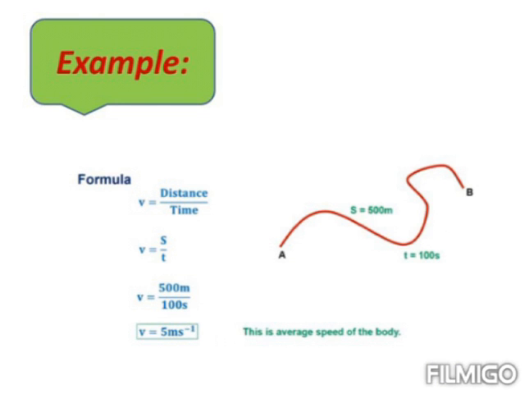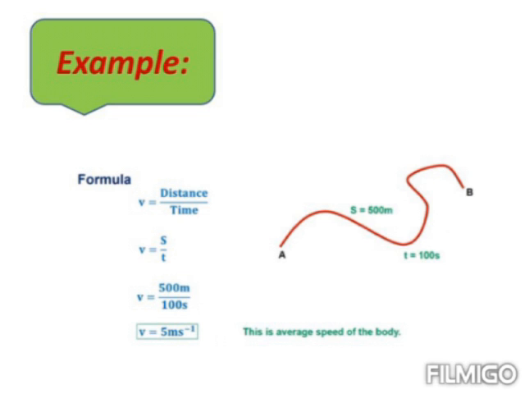Okay students, here is a numerical example to find the speed. There are two points, point A and point B, and an object moves from point A to point B and covers a distance equal to 500 meters. The time taken by the object is 100 seconds. There are two known quantities and we have to find the speed of the object that moves from point A to point B. So we use the formula v, that is speed, is equal to distance divided by time.